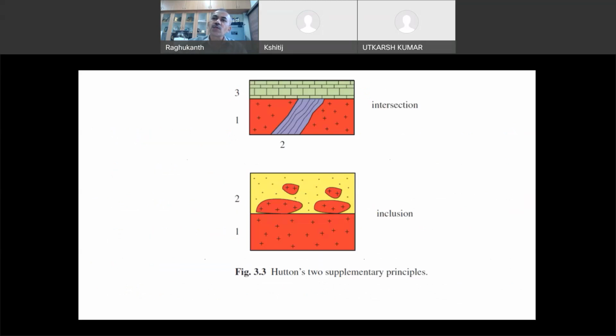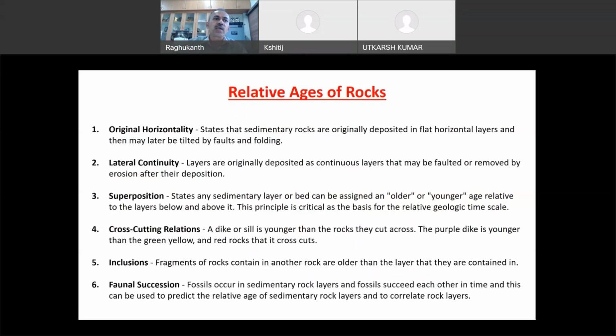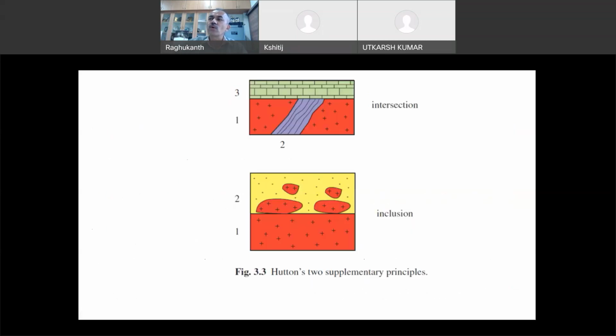So this also I showed you. In this figure, the second one, these red rocks are older than the yellow rock, these red inclusions. That comes from the inclusion rule itself. If you follow these rules, you should be able to tell what is young, older, oldest, and explain the geological process, what has happened in that area or how things have evolved. These are very fundamental things.